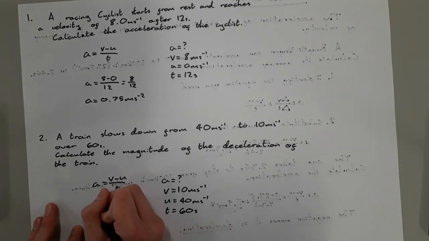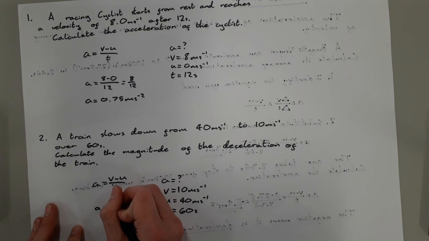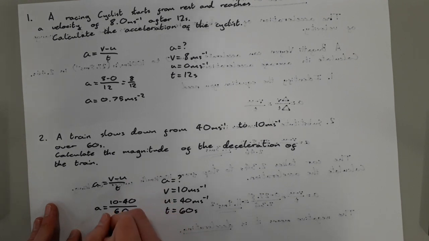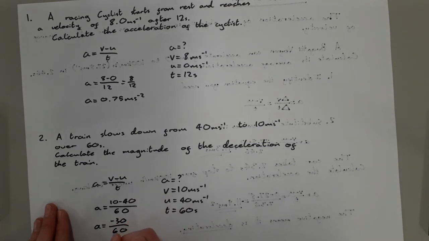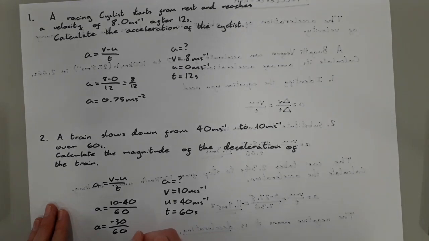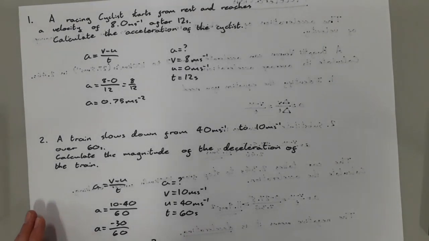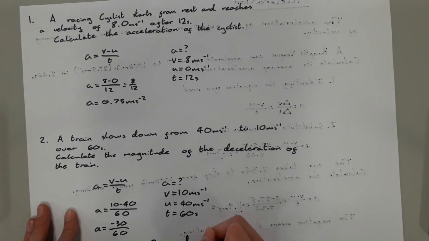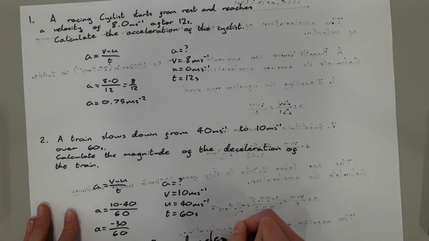So we substitute that in. So acceleration equals 10 minus 40 over 60. So that would also equal minus 30 over 60. So the acceleration is minus 0.5 meters per second squared. So this is decelerating.